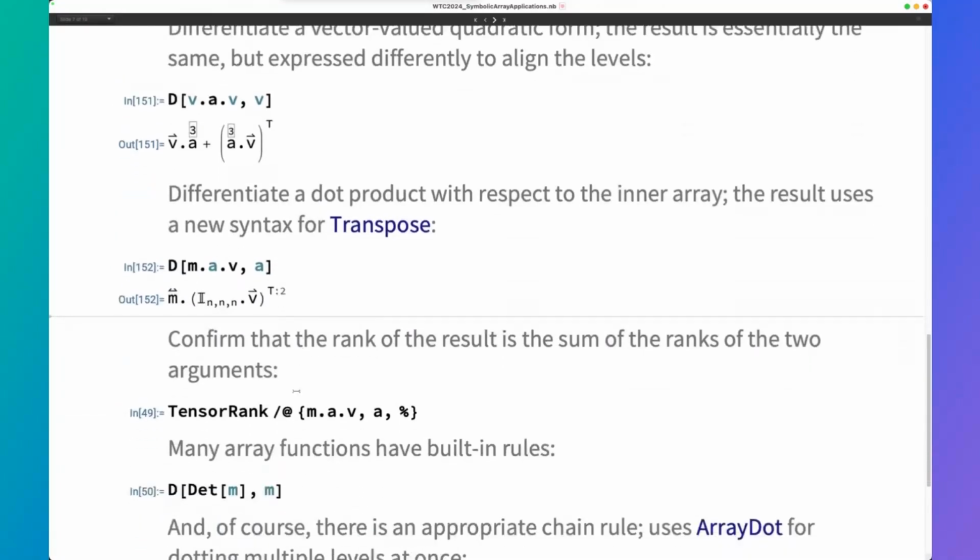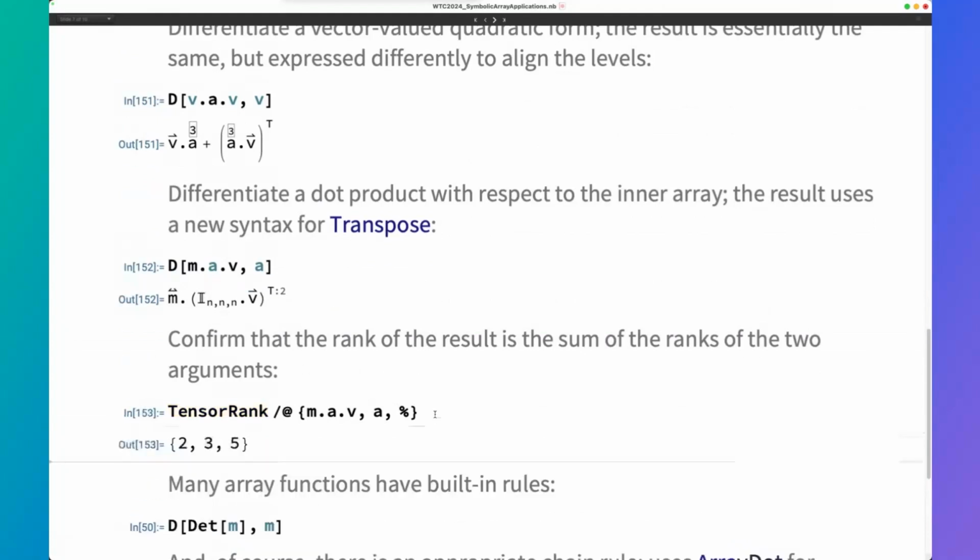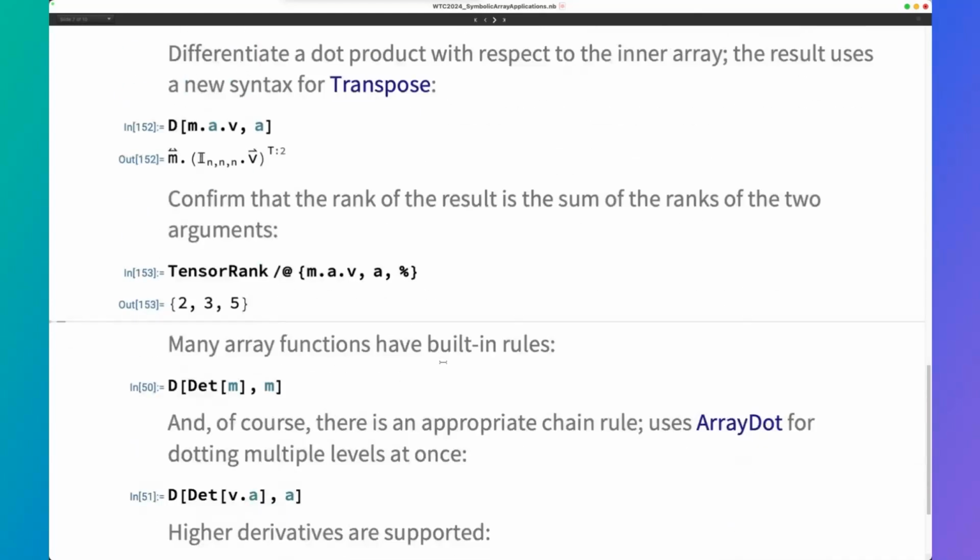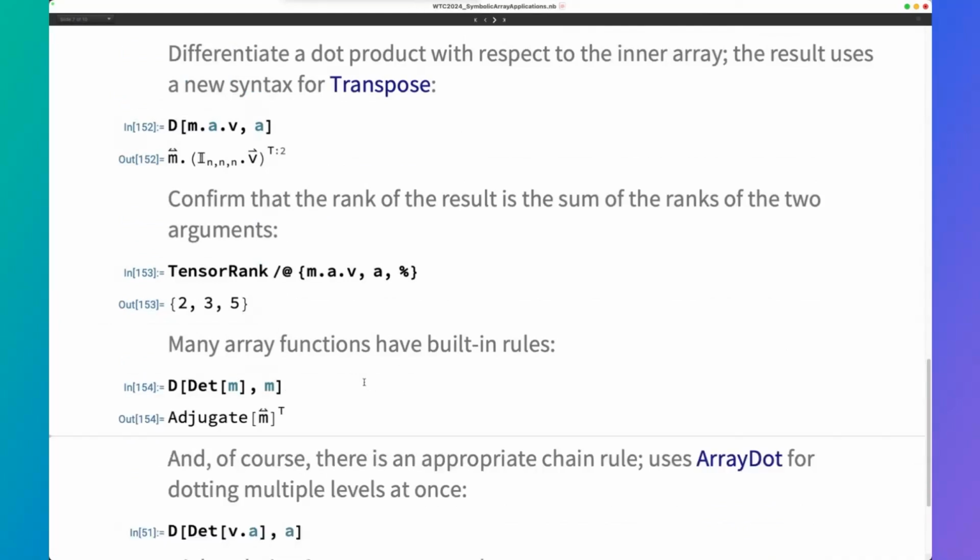And let's just confirm my claim that the rank of the derivative is the sum of the ranks. Well, our input had rank 2, our differentiation variable had rank 3, the result has tensor rank 5, 2 plus 3 is equal to 5. Great. So many functions have built-in rules, like the determinant: the derivative of the determinant with respect to the input matrix is, excuse me, the transpose of the adjugate matrix.